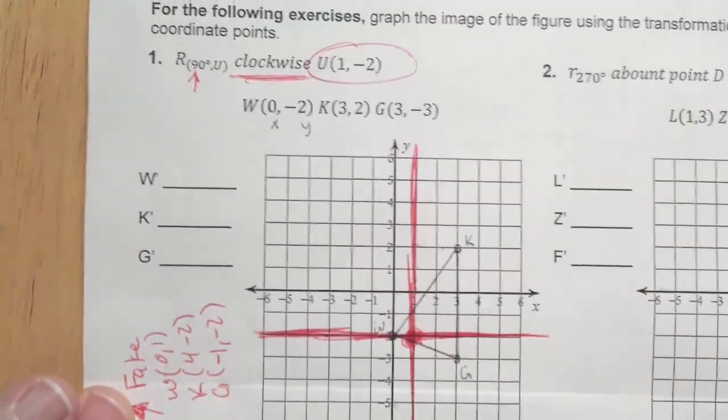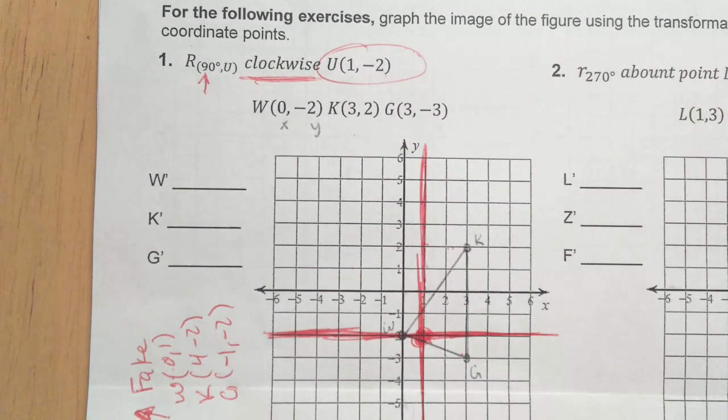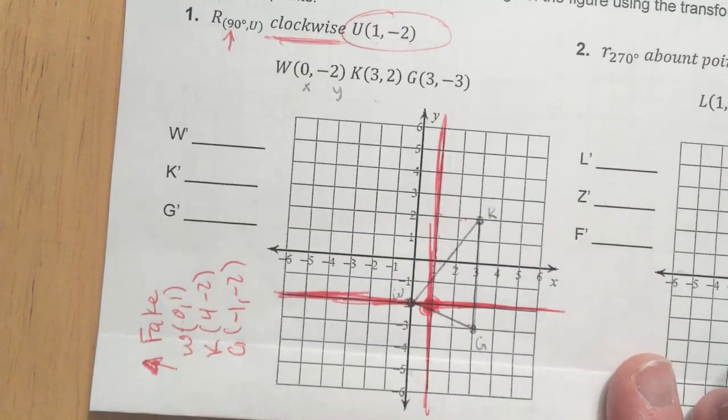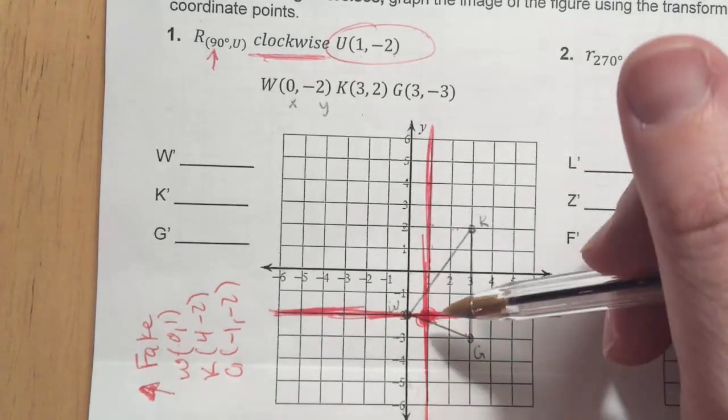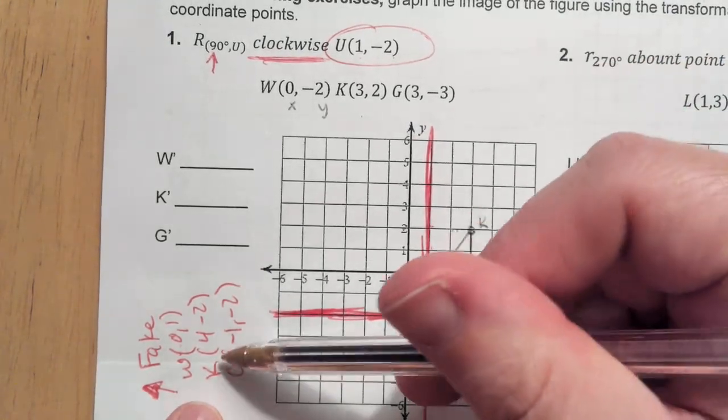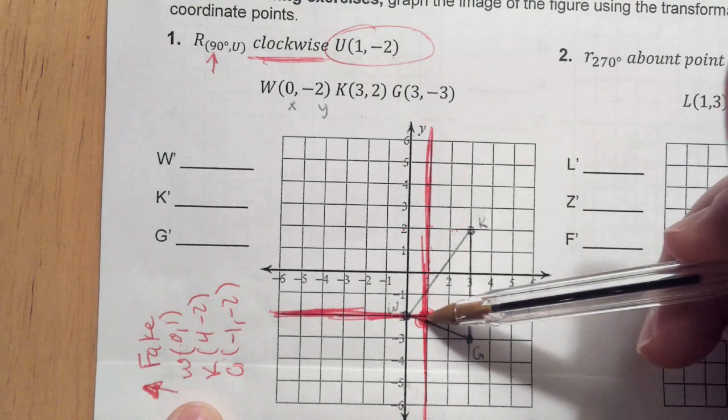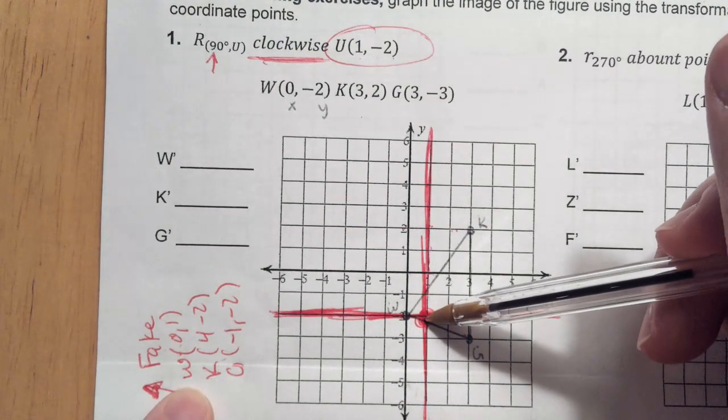Here's the thing that we have been skipping. You need to replot these fake coordinates. You have to plot these fake coordinates. So we're going to plot the fake coordinates on the fake axis line.